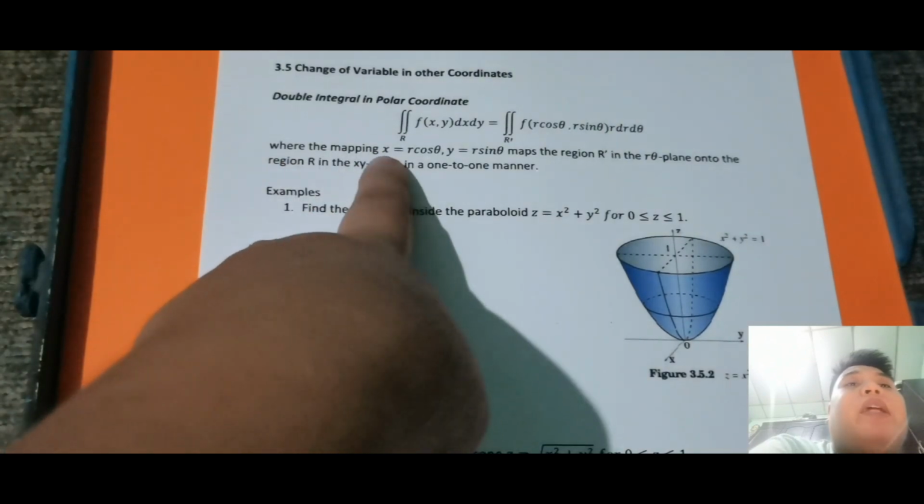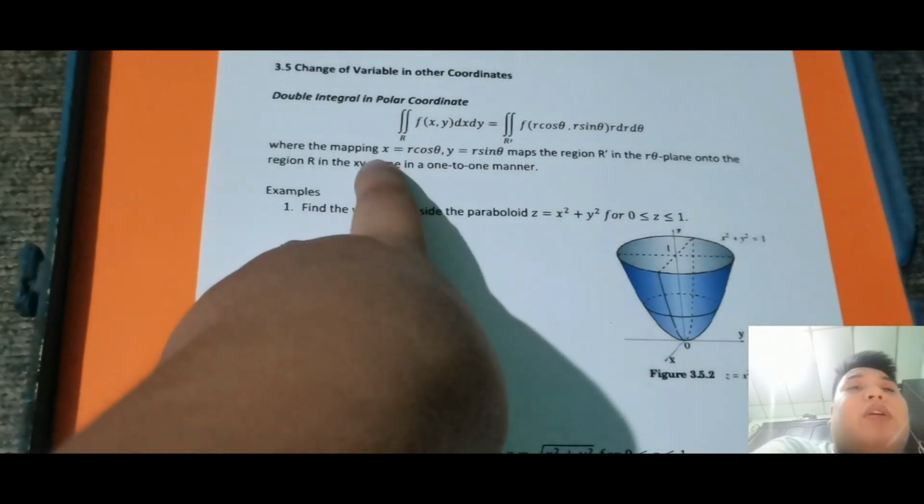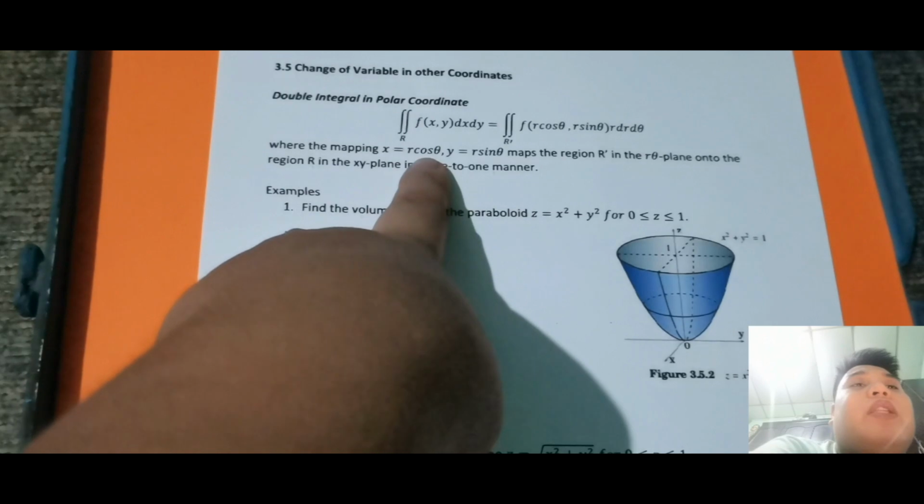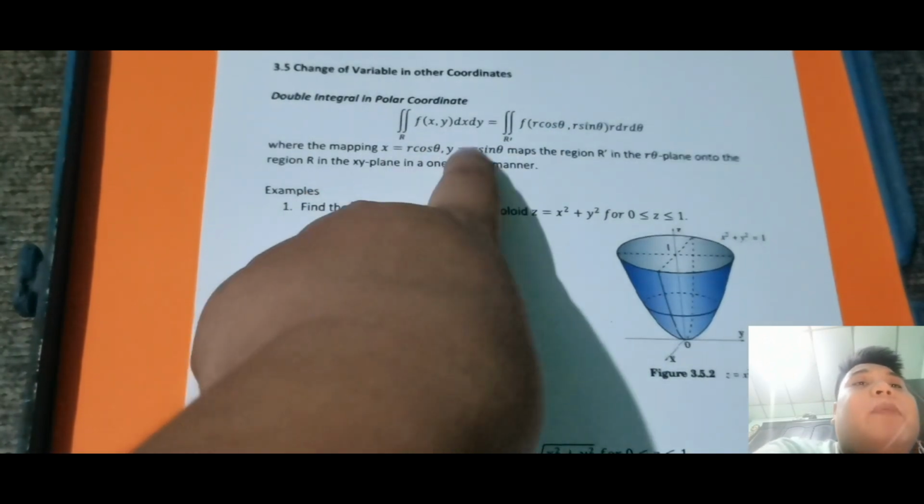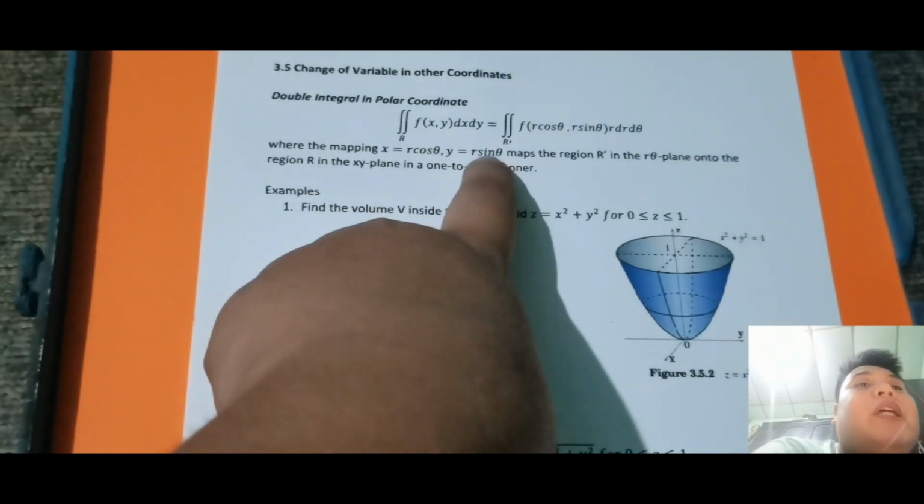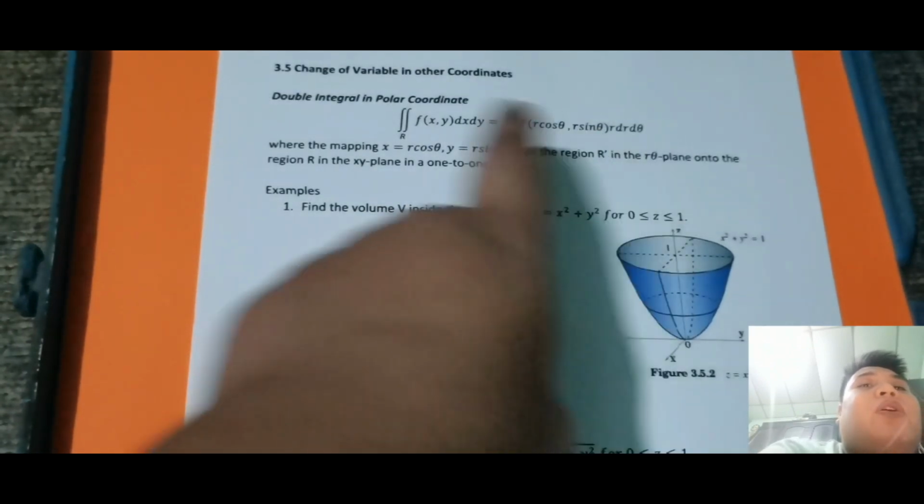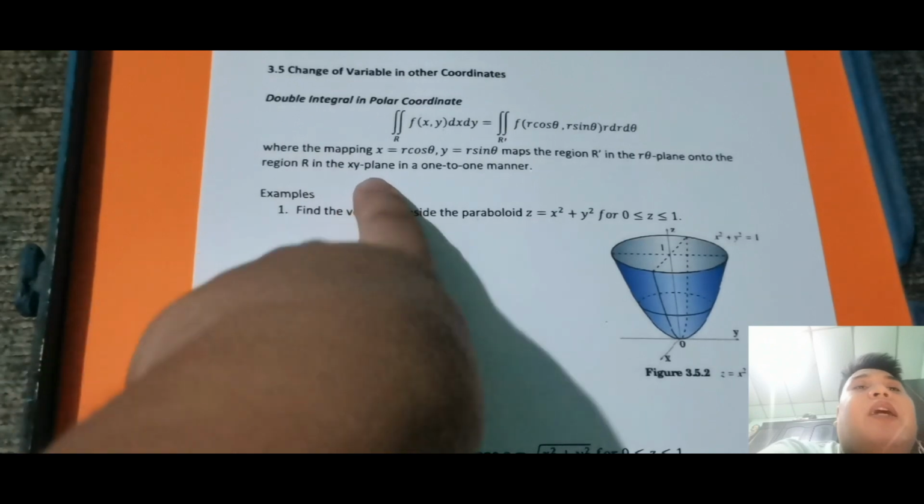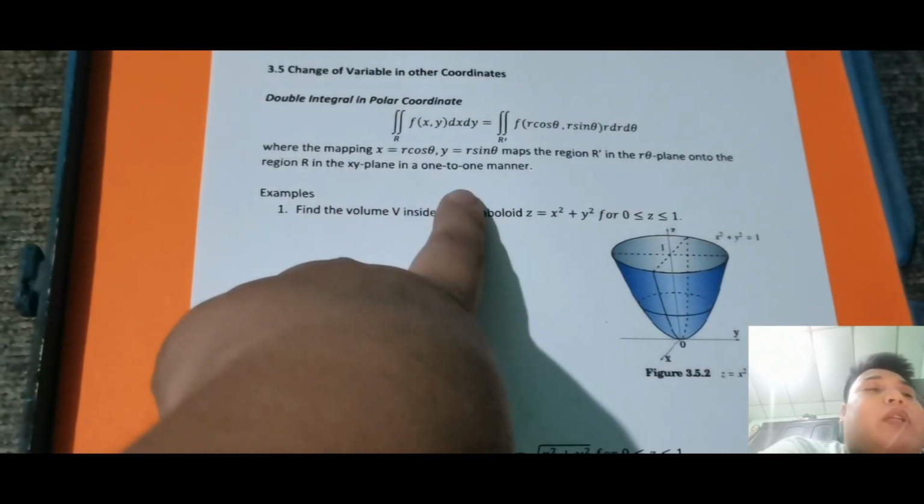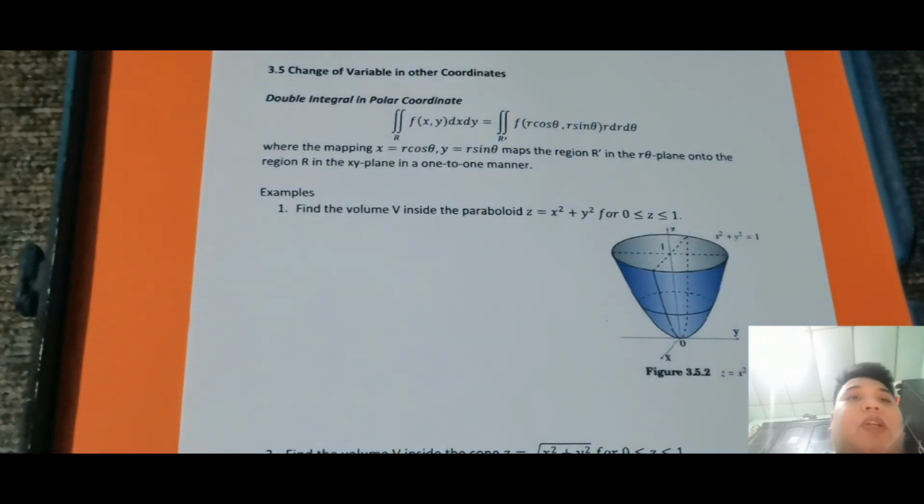Now, where the mapping x is equal to r cosine theta. Again, kung nakita ka ng x, palitan mo lang ng r cosine theta. Ayun yung gagawin. Pag nakita ka ng y, palitan mo lang siya ng r sine theta. Maps the region R prime in the r theta plane onto the region R in the xy plane in a one-to-one manner. Aware na kayo kung anong gagawin dyan.